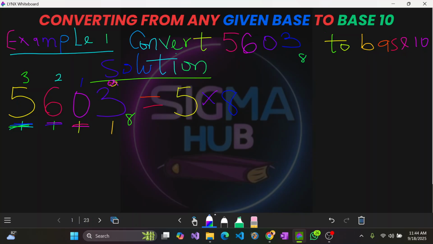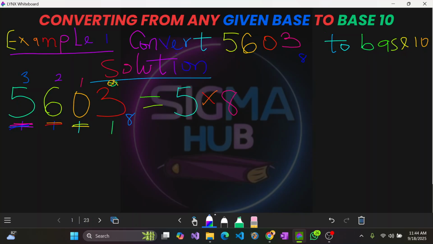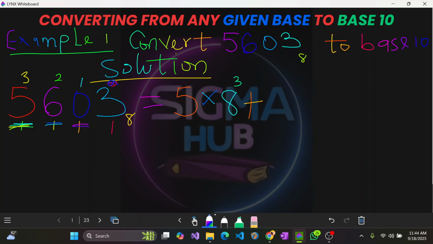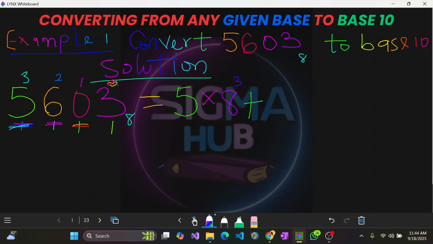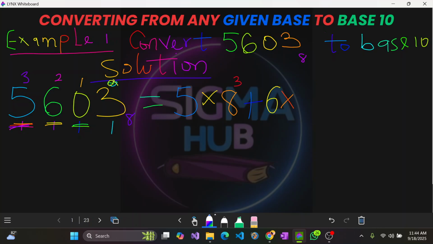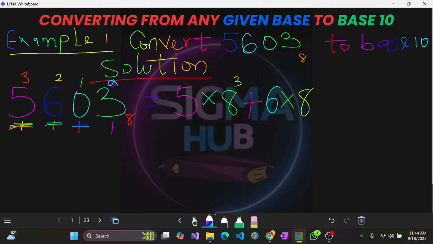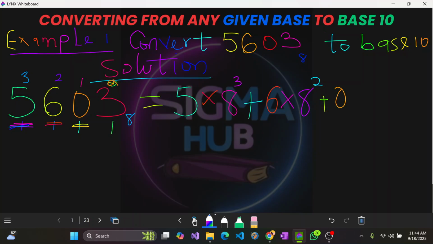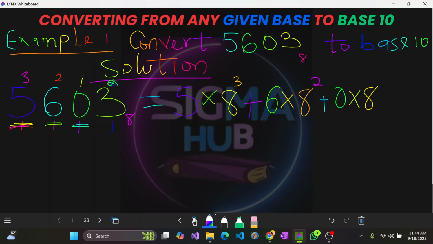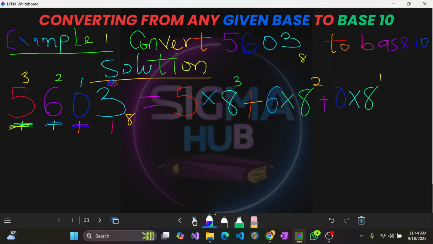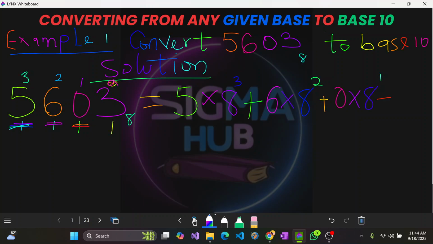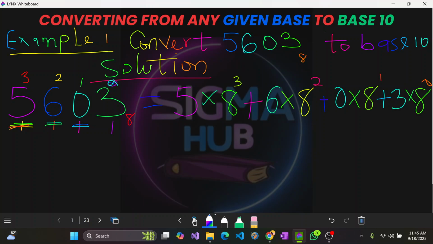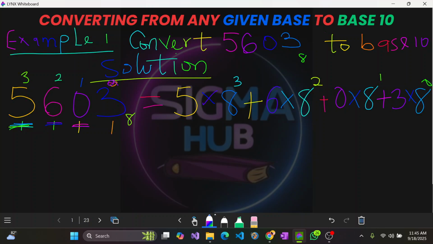So we have 5 times 8, and the power is 3, raised to the power of 3. Then you add plus the second number, 6, that's 6 times 8, raised to the power of 2. Then you also add plus 0 times 8, and the power here is 1, raised to the power of 1. Then you add again plus 3 times 8, and in this case the power is raised to the power of 0. And this is all you just do.